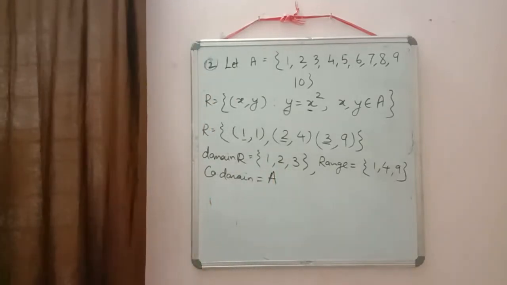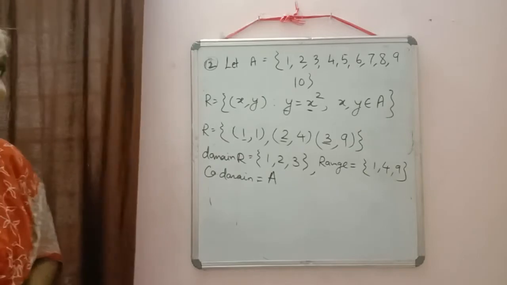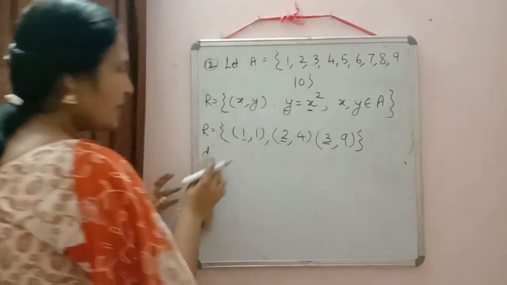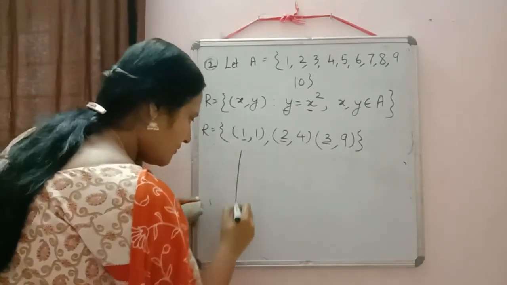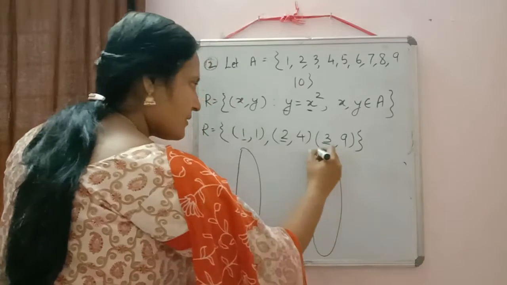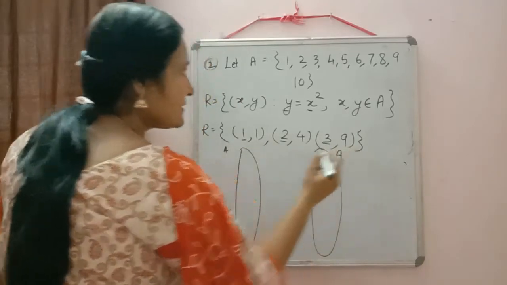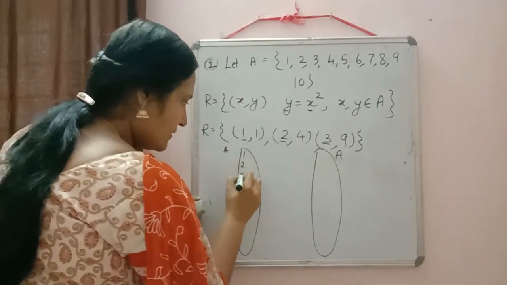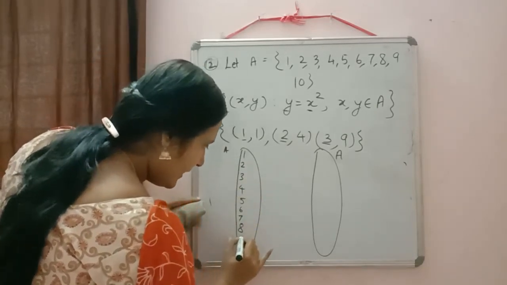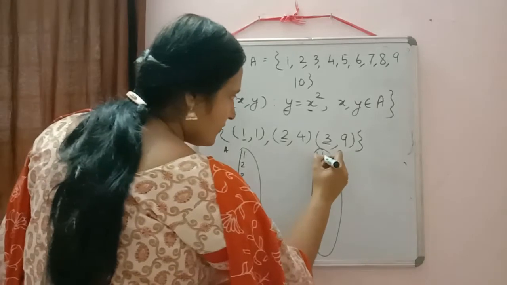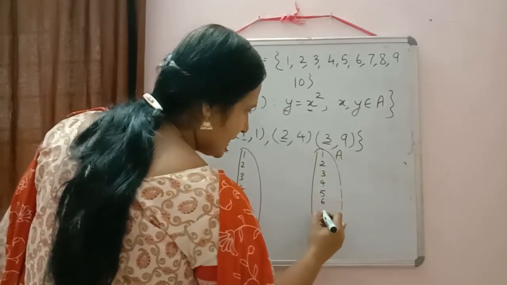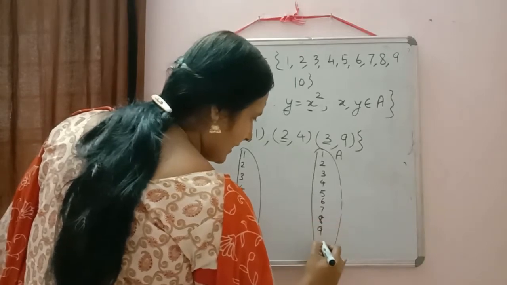Now one more thing we have to do. What is that? Yes, the arrow diagram. So we will draw the diagram here. R is a relation from A to A only. So set A, here also it is A. 1, 2, 3, 4, 5, 6, 7, 8, 9, 10. Here also 1, 2, 3, 4, 5, 6, 7, 8, 9, 10.